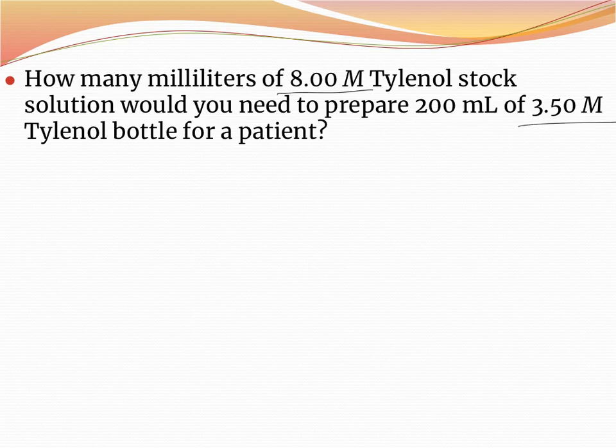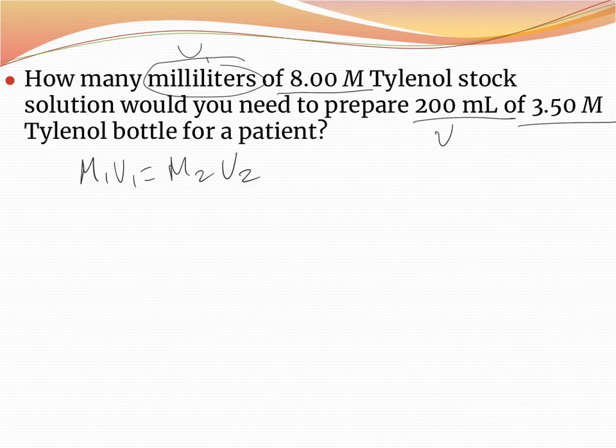So I see 2M, I see milliliter, which is volume, and I'm asking how many milliliters of this concentrated I need to dilute. So I also have volume. Before it is 8 molar and it's concentrated, after it's 200 milliliters and it's lowered to 3.5, which is less than half the concentration originally. So from that I know it's M1V1 equals M2V2. What am I looking for? I'm looking for V1 because I know the volume after I finish making the product.